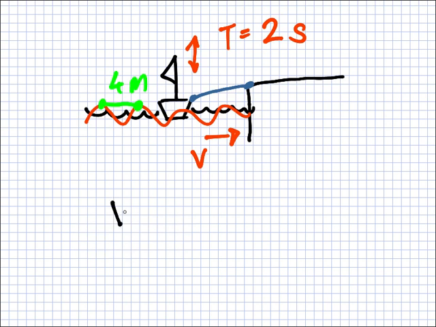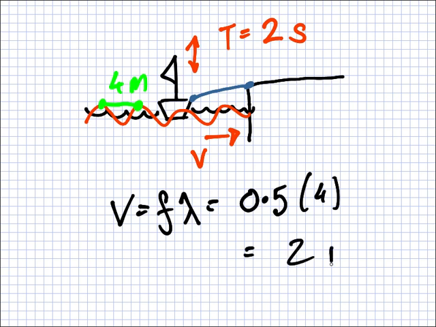Alright, well that's easy. V equals f times lambda. Lambda, good. What's f? Half. 0.5. 0.5. And lambda? 4. And the answer? 2. 2. Easy peasy. Too easy. Yeah? Oh, good.